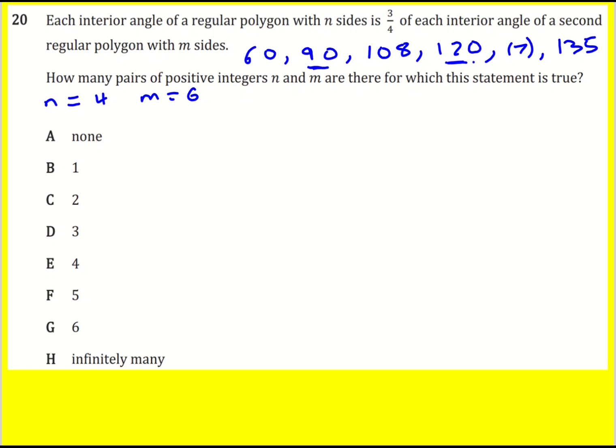Then I could keep going. For 9, it's 140. For 10, it's 144. And it's going to be a little bit harder to spot at this point which one's the 3/4. I didn't spot this one, but actually 108 is 3/4 of 144. So m equals 10 and n equals 5 is also a solution.